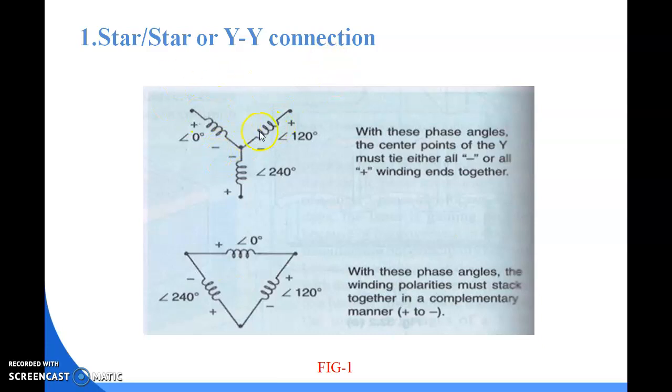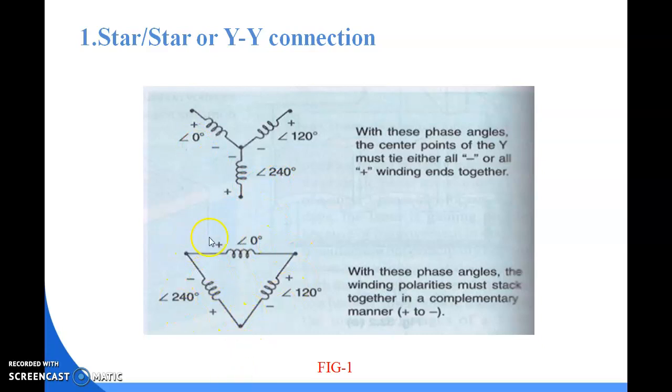So here we can see all the negative ends are connected at a single point, that is the center of Y, and here all the positive connections are outwards. So this is the connection for star. We can see the phase angles. This is plus 120 degree, this is 0 degree, this is plus 240 degree.